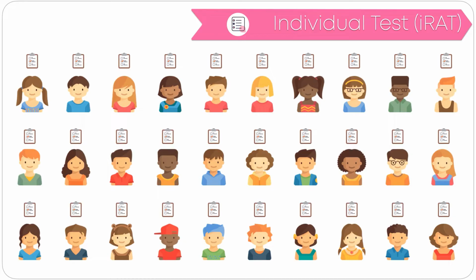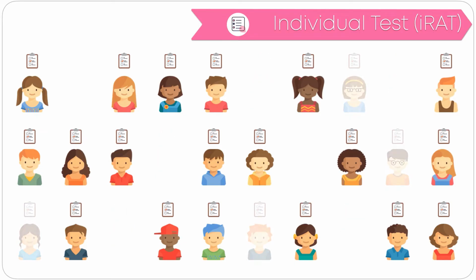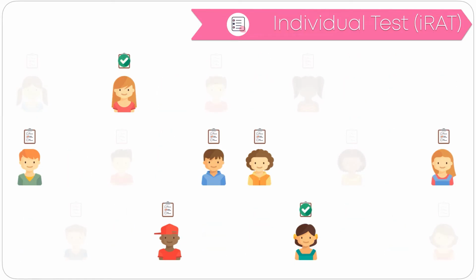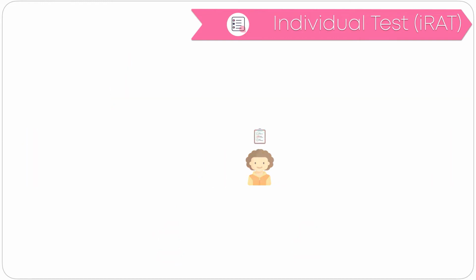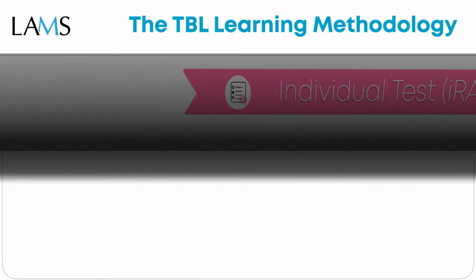The test is conducted under test conditions, and as the student answers the questions, they're not given feedback or a score. This means that students are not told whether the answer they have selected is correct or incorrect. Why we do this will become clear when we cover the next activity.